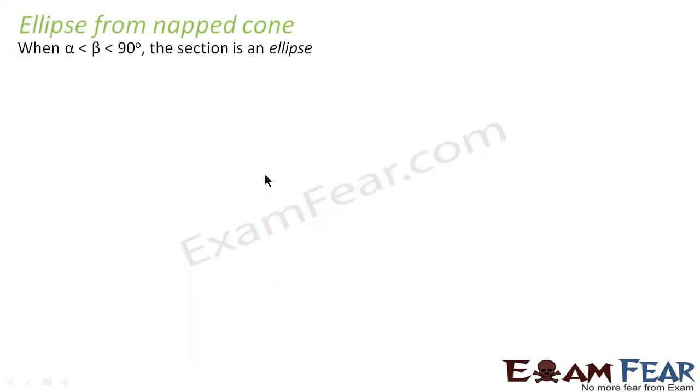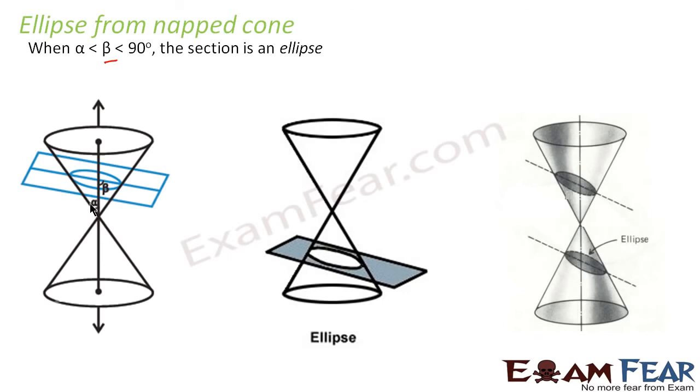Similarly, when you want to get an ellipse, the beta angle which the plane makes with the axis should be greater than alpha but less than 90. I'll show you. Alpha is the angle which the generator makes with the axis. So this is the axis, and this is our generator. This angle is alpha. So if you take any angle beta which is greater than alpha but less than 90, what you get is an ellipse.